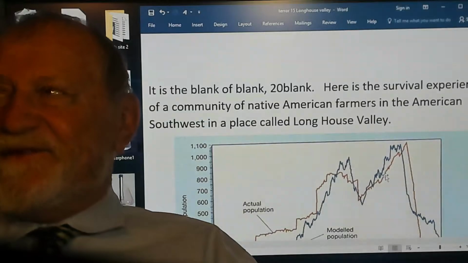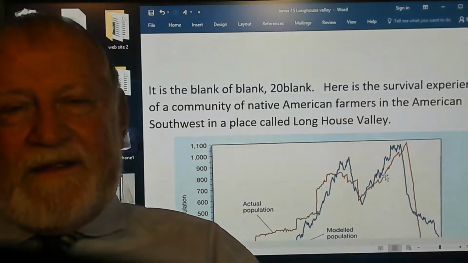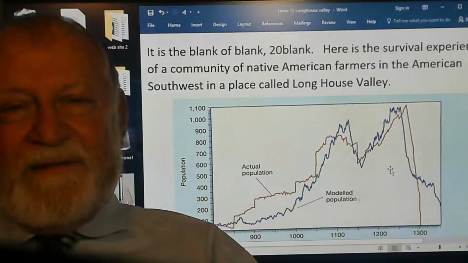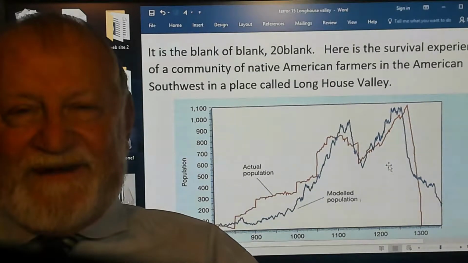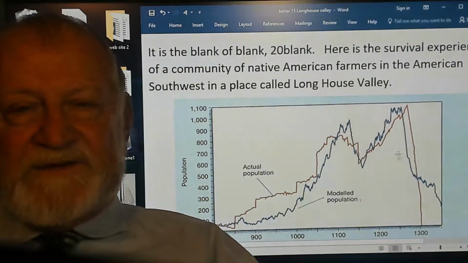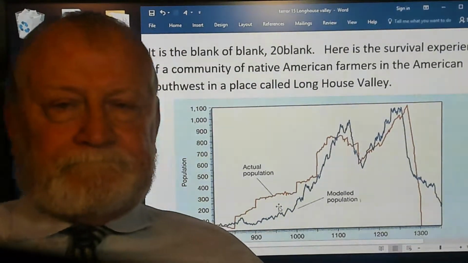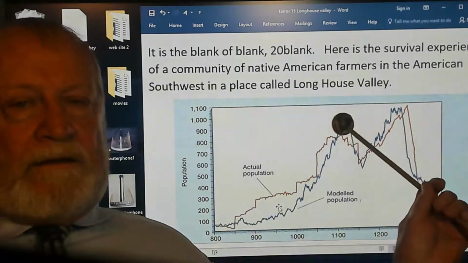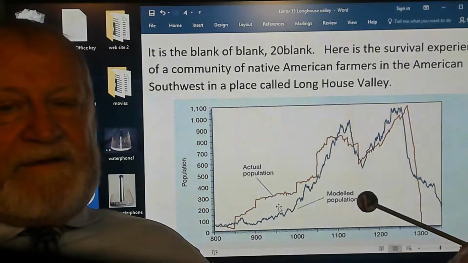Okay, it's about the 23rd of March. There's a community of Native Americans. I tend to use the term owner for people who were here before anybody started challenging them for the hemisphere. Place was Longhouse Valley. As you can see, right here, I think. Oh, we can't see it.